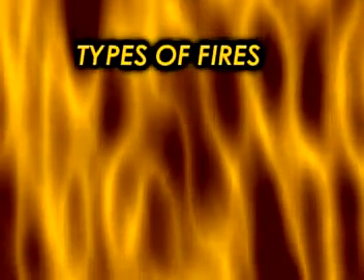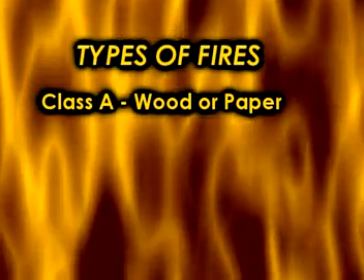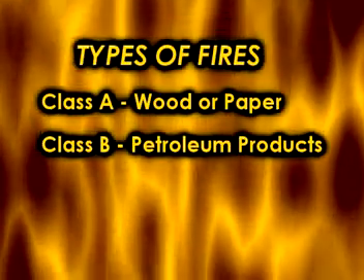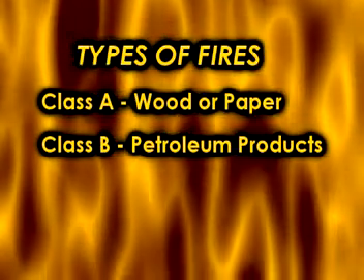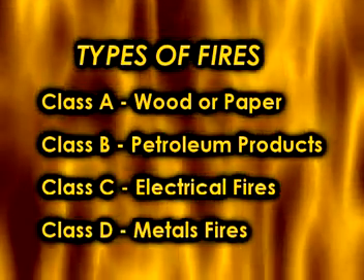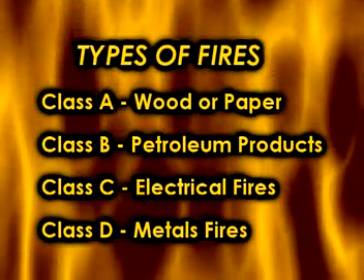There are four main types of fires. Class A, for ordinary combustibles like wood or paper. Class B, for flammable liquids like petroleum products and solvents. Class C, for electrical fires. And Class D, for metals fires.